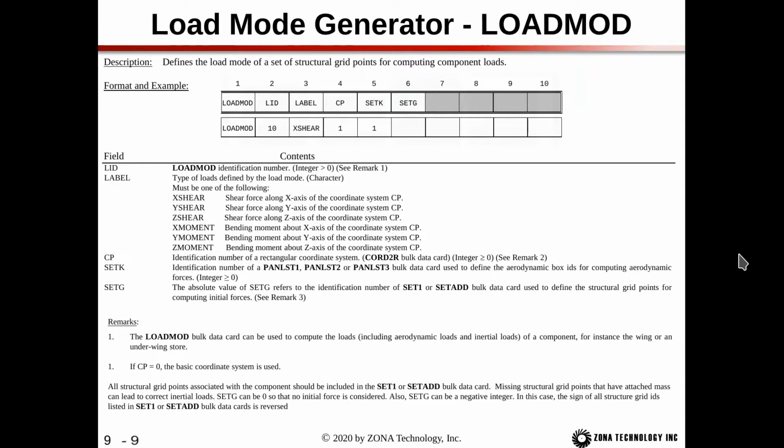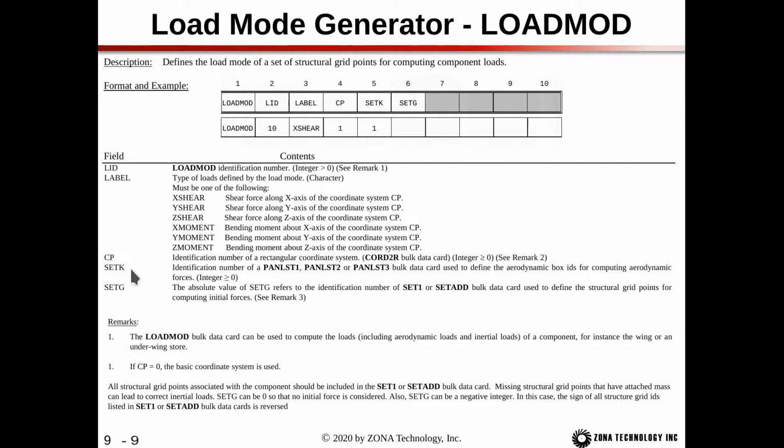Next, we have the LOADMOD card to define a load mode of a set of structural grid points for computing component loads. So we have an ID number for the LOADMOD card. Next, we have the label field, which defines the type of the load mode. So it must be one of X shear, Y shear, and Z shear, or X moment, Y moment, or Z moment. So the shear options are the shear force along the X-axis, Y-axis, or Z-axis of coordinate system CP. And then X moment, Y moment, Z moment are the moment forces along the X, Y, or Z axis of the coordinate system CP.